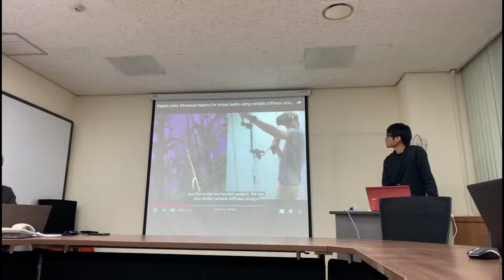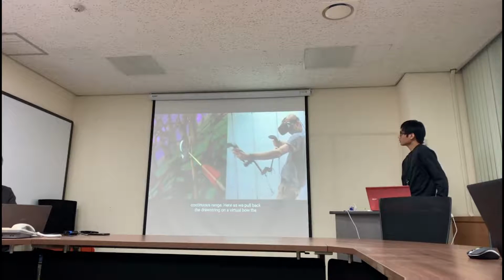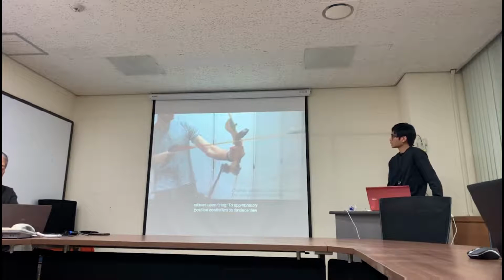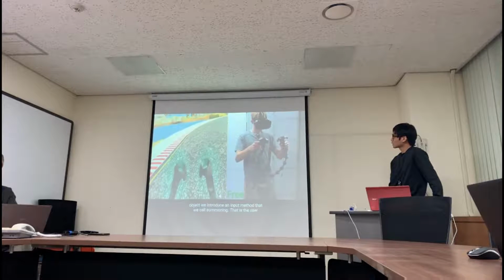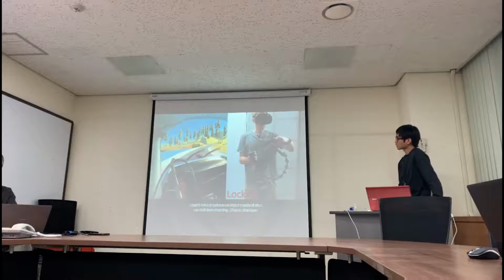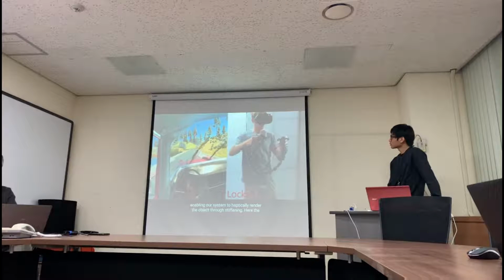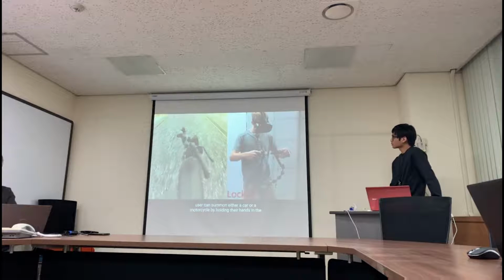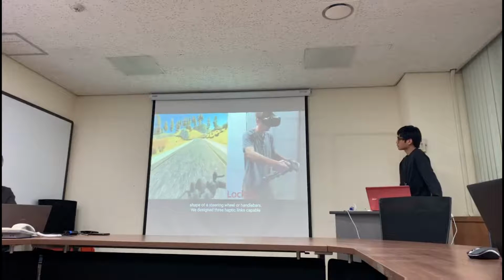We can also render variable stiffness along a continuous range. Here, as we pull back the drawstring of a virtual bow, the hinge between these controllers becomes increasingly stiff with distance, then relaxes upon firing. To appropriately position controllers to render a new object, we introduce an input method that we call summoning. That is, the user performs a gesture which moves their controllers into the proper position, enabling our system to haptically render the object through stiffening. Here, the user can summon either a car or a motorcycle by holding their hands in the shape of a steering wheel or handlebars.